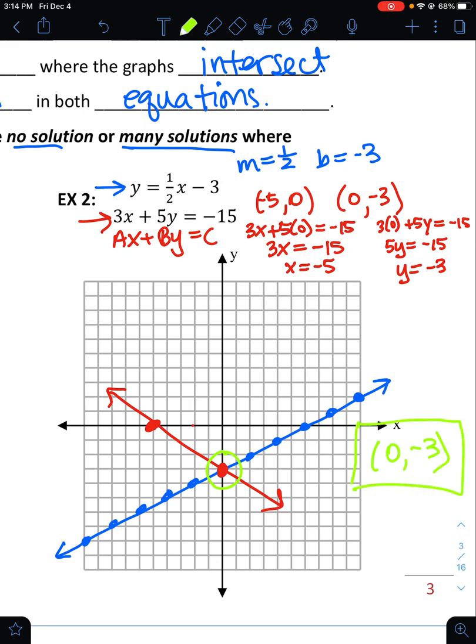So if you don't actually write the ordered pair down, you haven't found the solution. All you did was graph 2 lines. You haven't actually completed the solution.